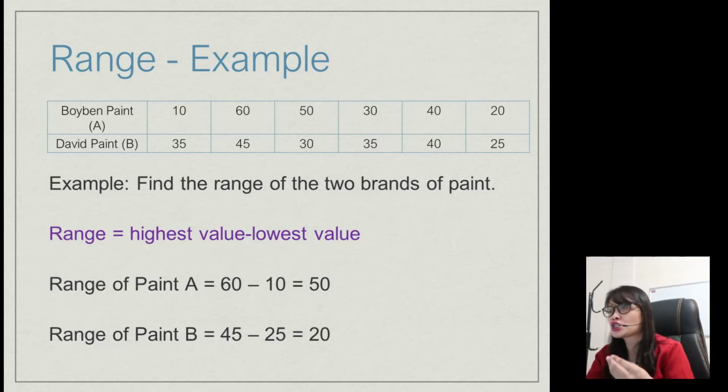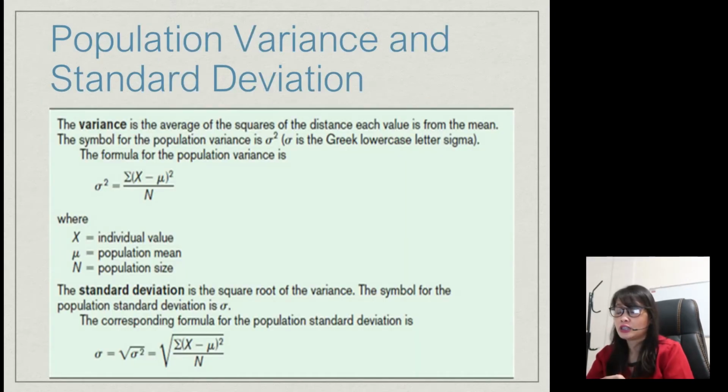Next, what about population variance and standard deviation? The population variance and standard deviation formula: the variance is the average of the squares of the distance each value is from the mean. The symbol for the population variance is sigma squared. Sigma squared is equal to the summation of (x minus mu) squared over n.